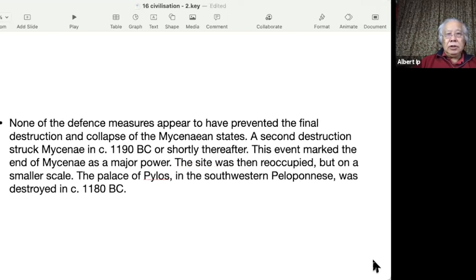None of the defensive measures appear to have prevented the final destruction and collapse of the state. A second destruction came between 1190 BC or shortly after. The event marked the end of this civilization as a major power. The site was then reoccupied on a smaller scale, and then other civilizations were established on top of it.